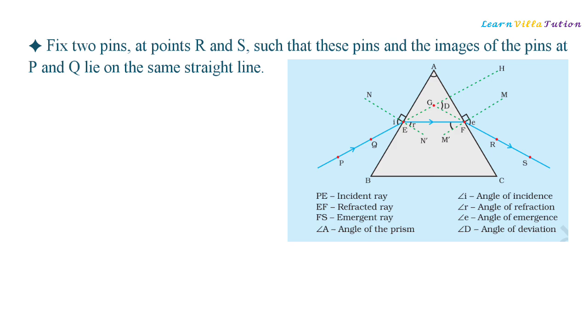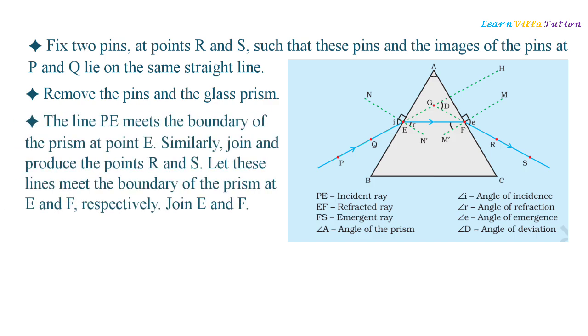Fix two pins at points R and S such that these pins and the images of the pins at P and Q lie on the same straight line. Remove the pins and the glass prism. The line PE meets the boundary of the prism at point E. Similarly, join and produce the points R and S. Let these lines meet the boundary of the prism at E and F, respectively.